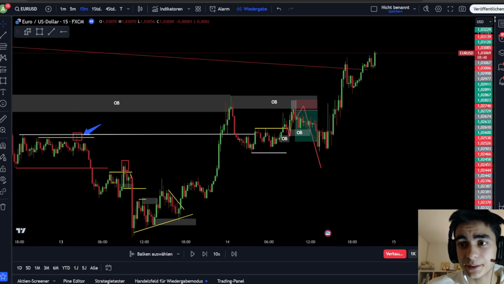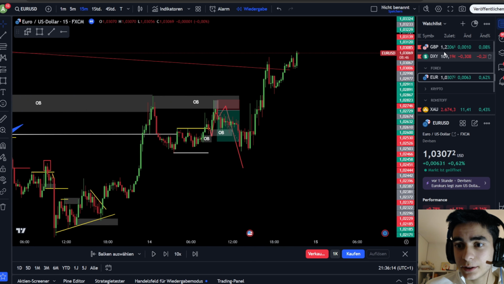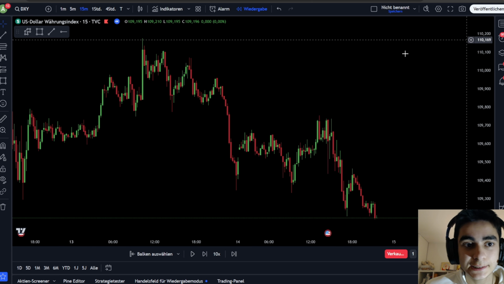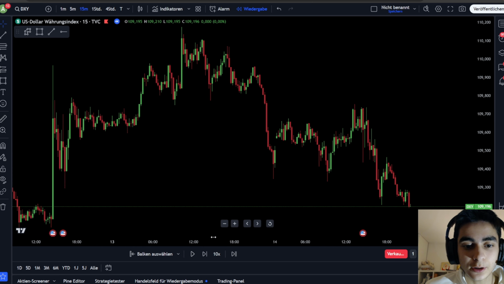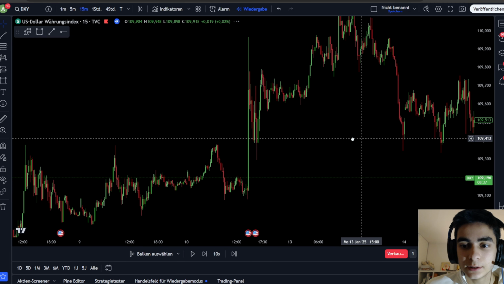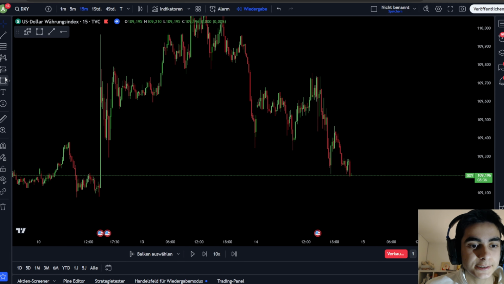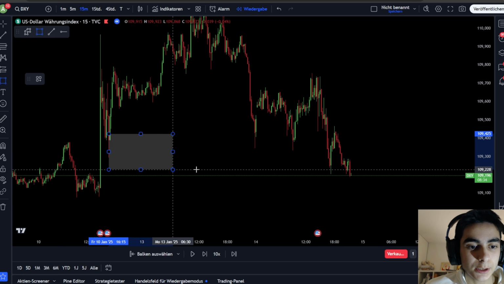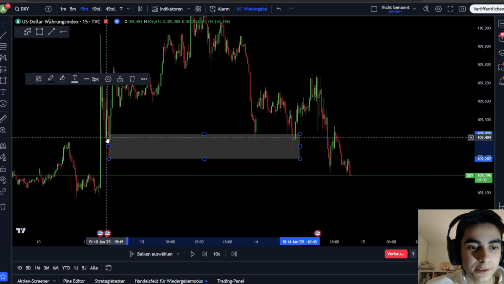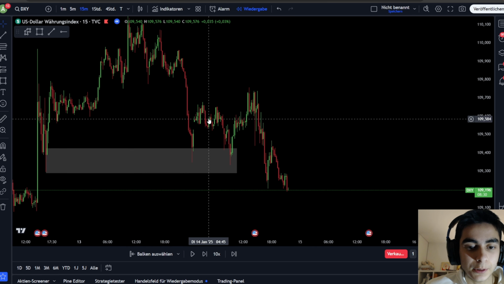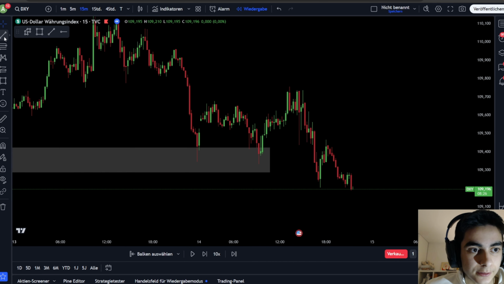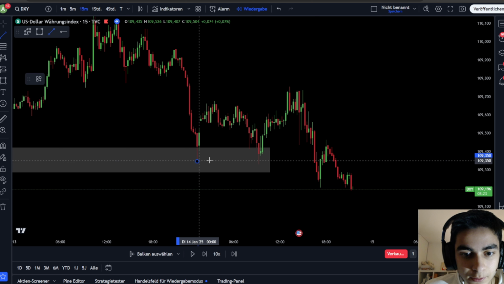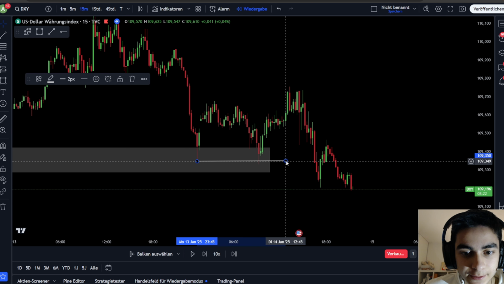The next thing I did is I looked at the DXY, the dollar index, and I was just looking for bullishness. And when I saw we had the same order block that took the liquidity on the left, we had our rejection, and we managed to take this low out.